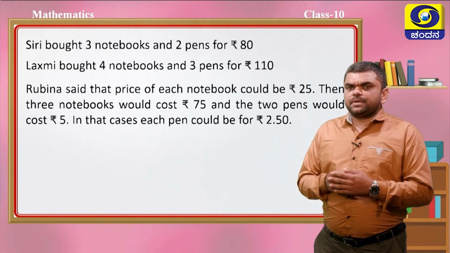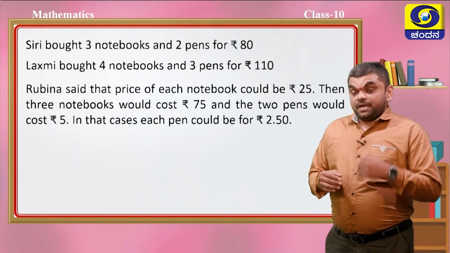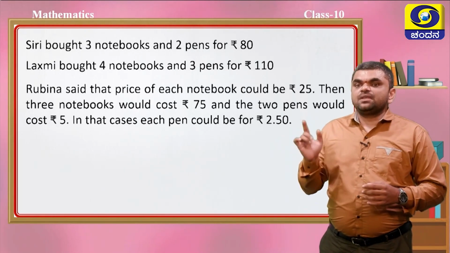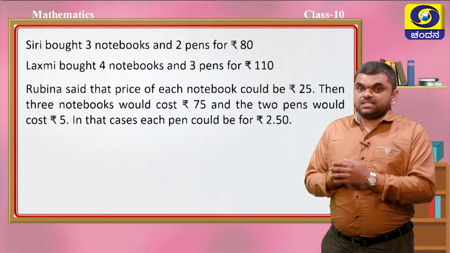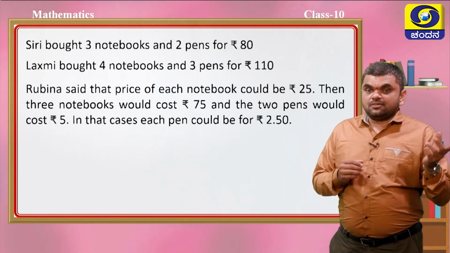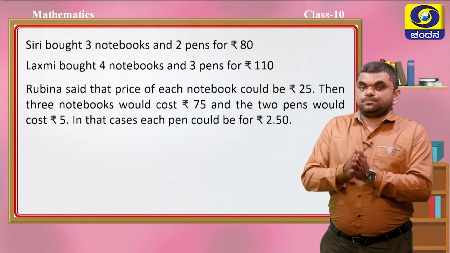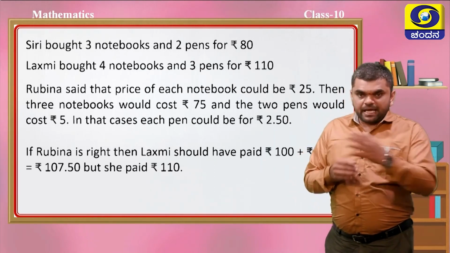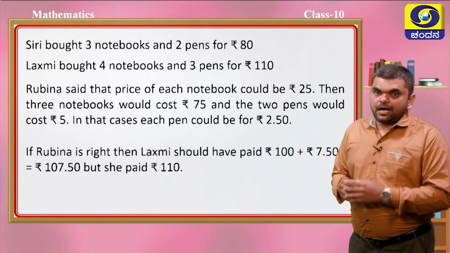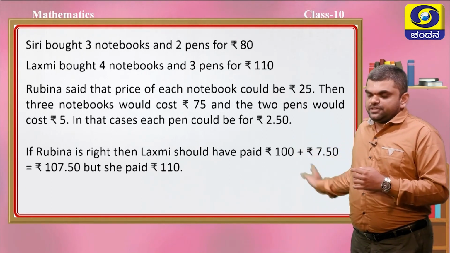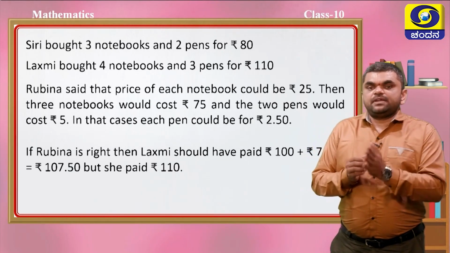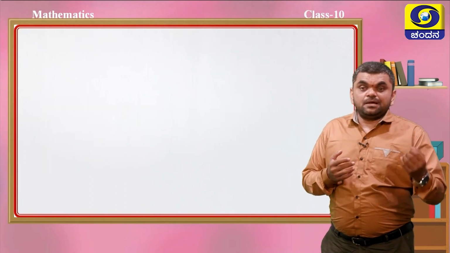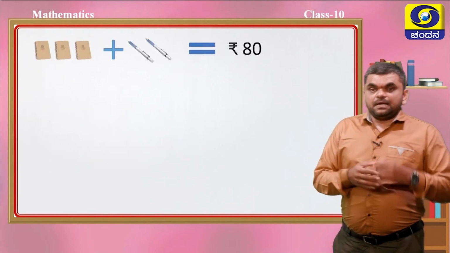Rubina said, maybe they are assuming here, that the price of each notebook would be 25, and then the price of 3 notebooks will be 75, and 2 pens could cost 5 rupees, which means each pen should be 2 rupees 50 paise. Okay, let's check this. If Rubina is right, then Lakshmi should have paid 100 rupees plus 7.50, totally 107.50, but she paid 110 here. Then what do we conclude? Rubina's guess is wrong.